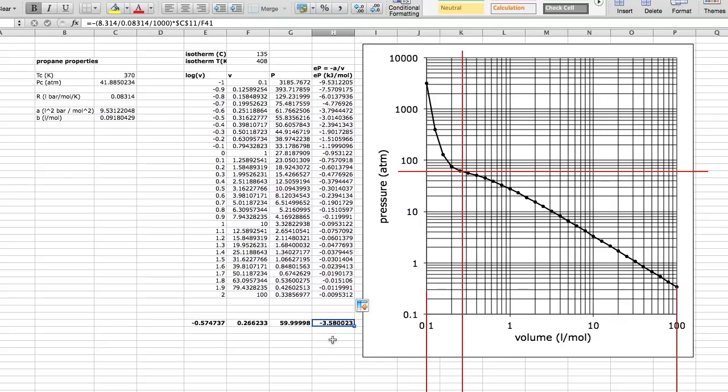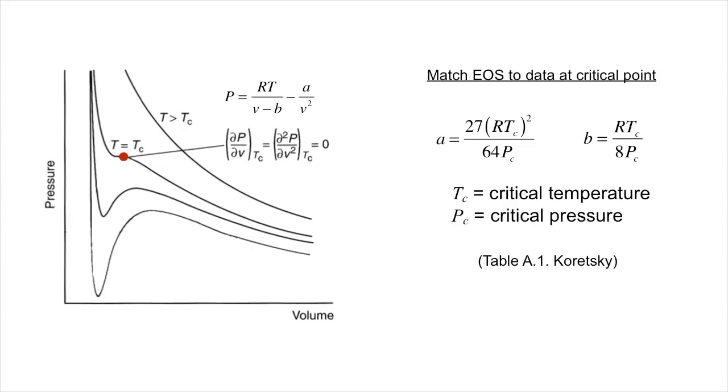This gives a value of -3.6 kilojoules. Recall that all the predictions we made here using the van der Waals equation were based on fitting a and b to a single data point of pressure and temperature at the critical point. That this works at all is truly remarkable and implies that all substances must behave rather similarly around their critical point.